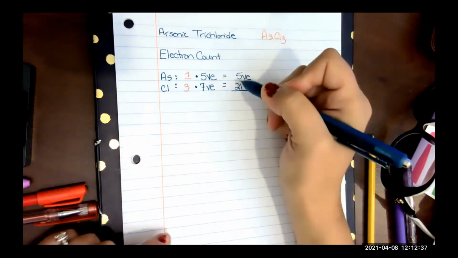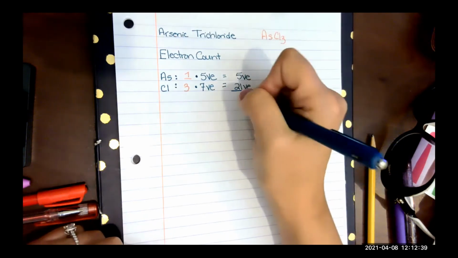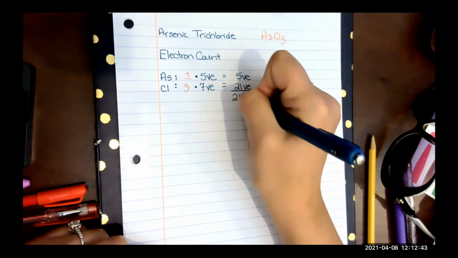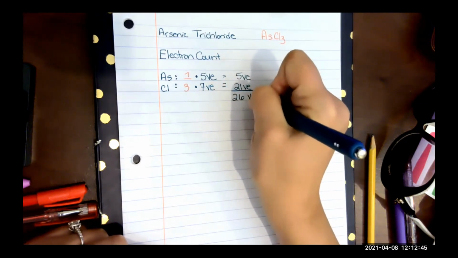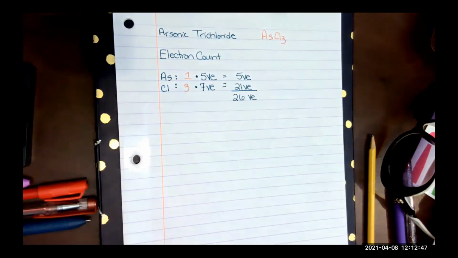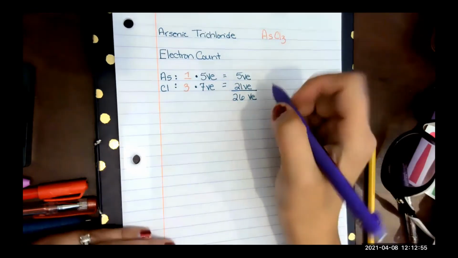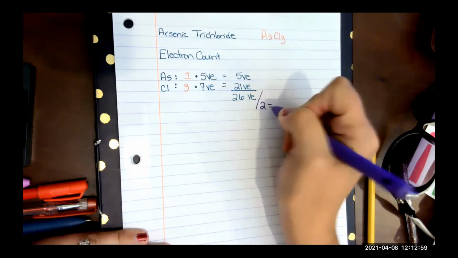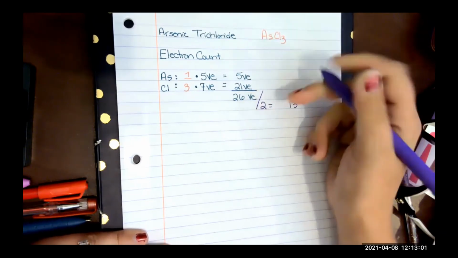Now you have to add them. 5 plus 21 gives me 26 total valence electrons. But we really don't care about total valence electrons. What we care about is bonding potential, or bonding pairs. So we divide it by 2 and we get 13 pairs.